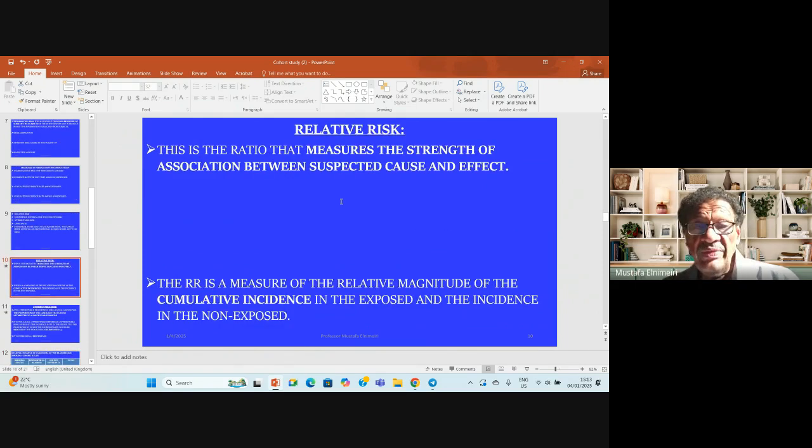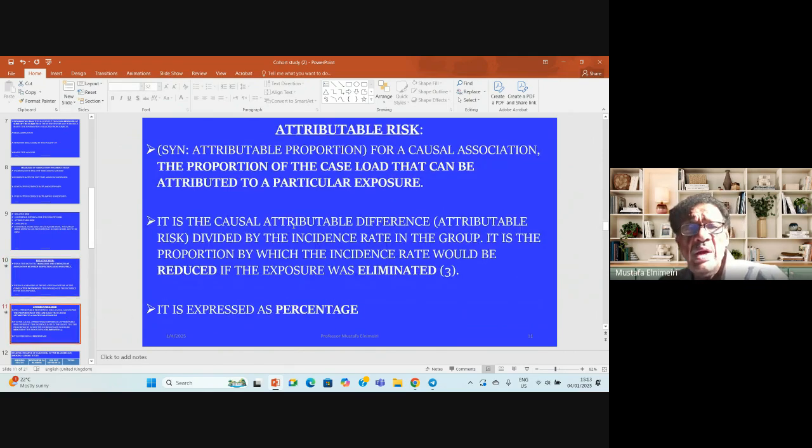The relative risk is the ratio that measures the strength of association between suspected cause and effect, or the outcome. The relative risk is a measure of the relative magnitude of the cumulative incidence in the exposed and the incidence among the non-exposed. We have the attributable risk, also called attributable proportion for a causal association, the proportion of caseload that can be attributed to a particular exposure.